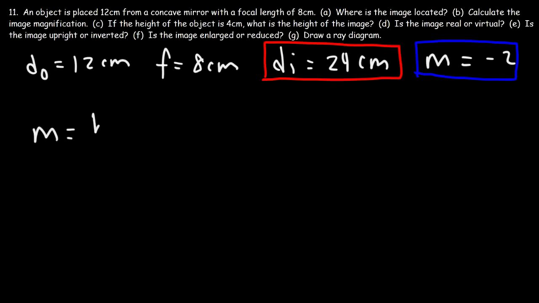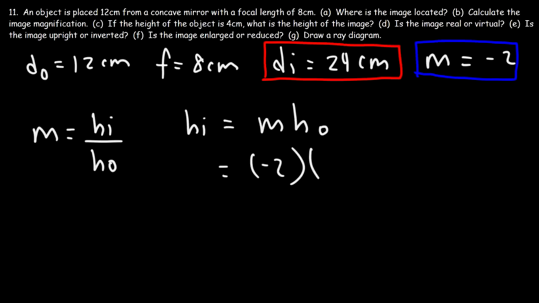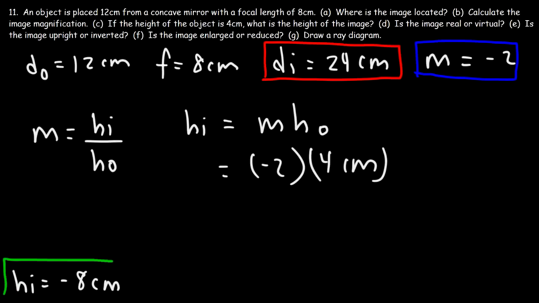Now, it's important to know that the magnification is the ratio of the image height to the height of the object. So the height of the image is going to be the magnification times the height of the object. So that's negative 2, and the height of the object is 4 centimeters. So negative 2 times 4 is negative 8. So the height of the image is negative 8 centimeters. So now at this point we can answer some questions about the image.